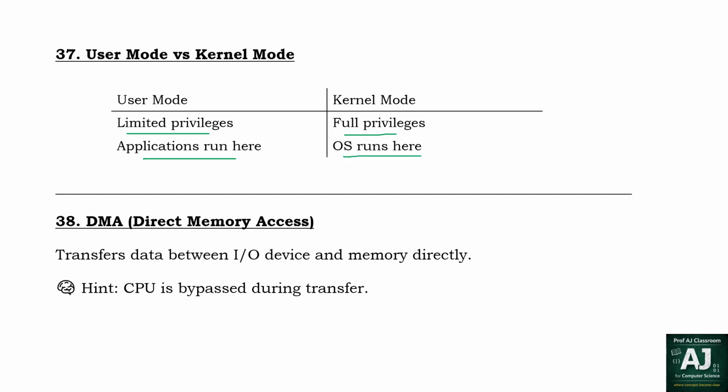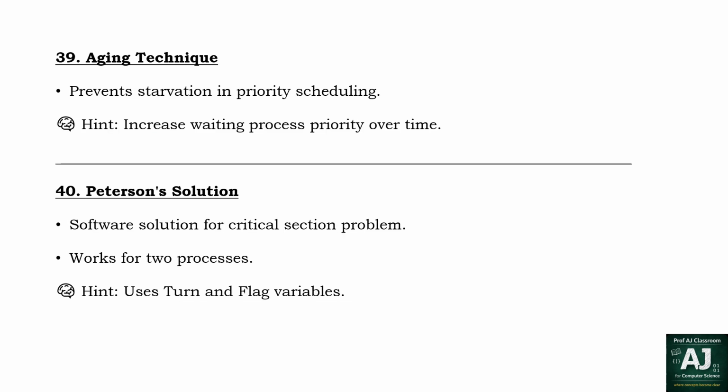Next, DMA, which is direct memory access, that transfers data between the IO device and the memory directly. Hint is CPU is bypassed during transfer. Next, aging technique prevents starvation in priority scheduling. Hint is increasing waiting process priority over time. Next, last one, Peterson's solution, which is a software solution for the critical section problem. It works for two processes. Hint is uses turn and flag variables.